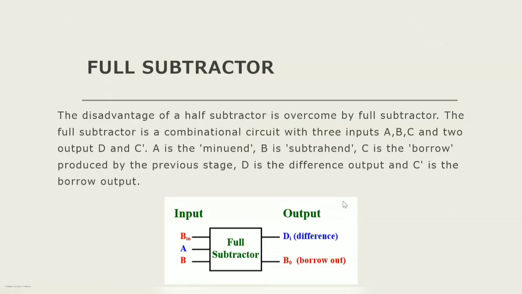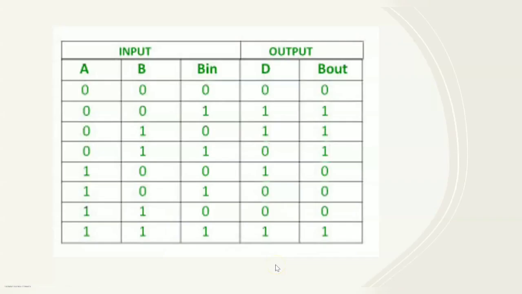Next, let us see the case of a full subtractor. A full subtractor takes three inputs, A, B and a borrow in. There will be two outputs, difference and borrow out. Let us see the truth table, and then we'll see the diagram.